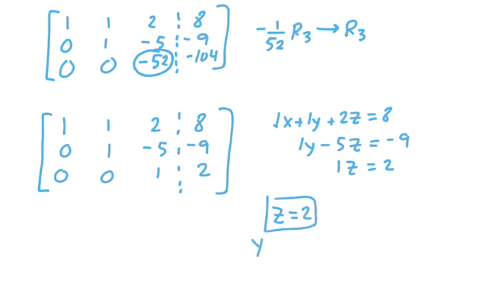From there, y minus 5 times 2 equals -9. And that would imply y equals 1. Okay? From there, x plus, and then y is 1, plus 2 times 2, right? And this is equal to 8. So x plus 5 equals 8. So x is 3.